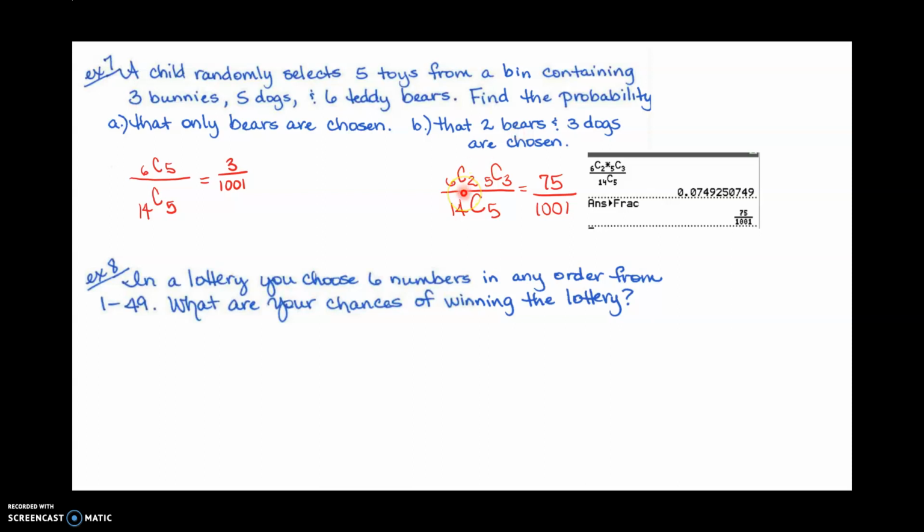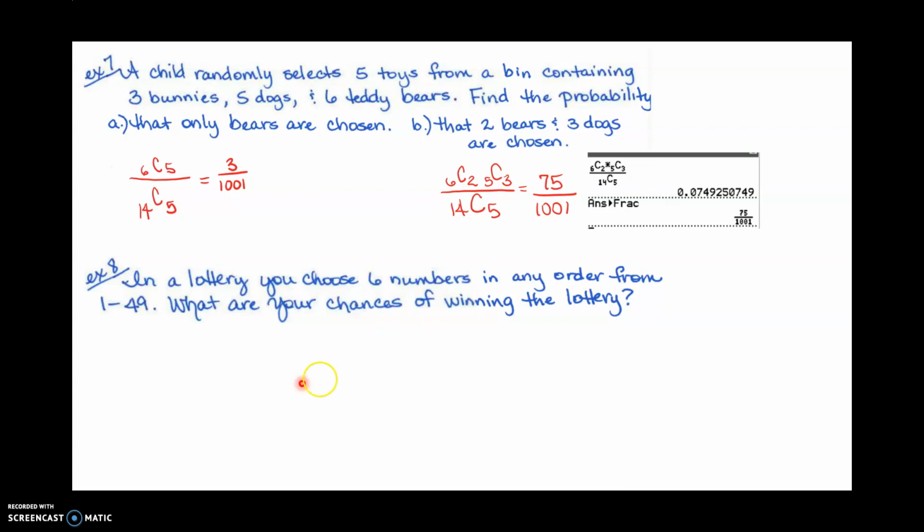Okay, so let's start with 2 bears. I had 6 bears to choose from, and I'm choosing 2. And then I had 5 dogs to choose from, and I'm choosing 3. And the order doesn't matter. It doesn't matter which dog gets chosen first. It still gets chosen. Easiest way to multiply that out is just to throw it into your calculator. And we've already seen how to use that nCr button in our calculator.